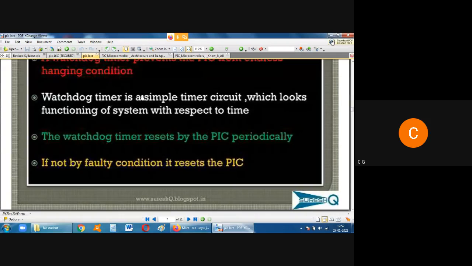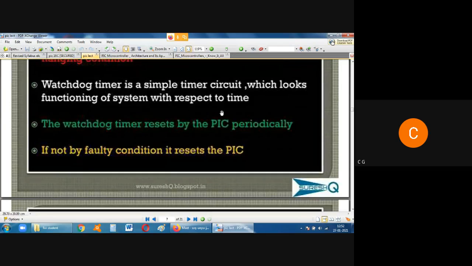So there is a feedback loop. Ultimately all the transistors and the oscillators are connected in such a fashion that this will function automatically. The watchdog timer is reset by the PIC periodically. When the operation goes on, the PIC controller will reset the timer, which means it will keep on giving the trigger so that the watchdog timer will remain in the stable state.